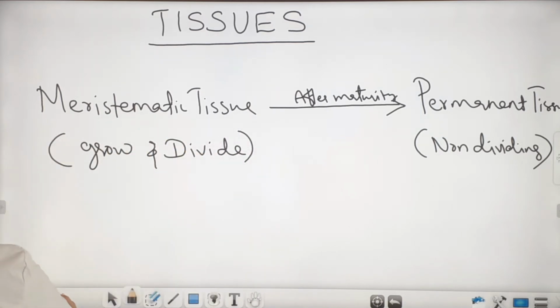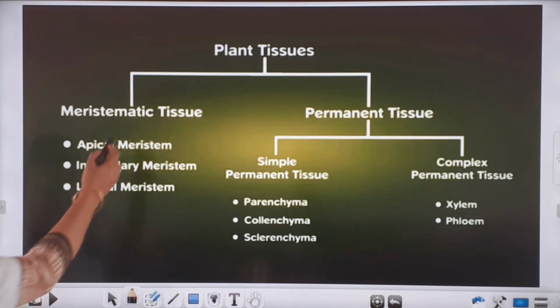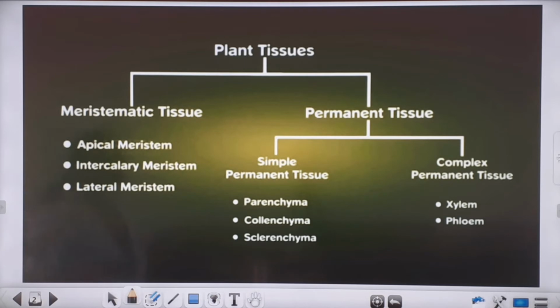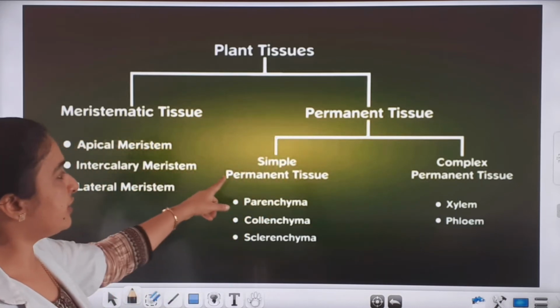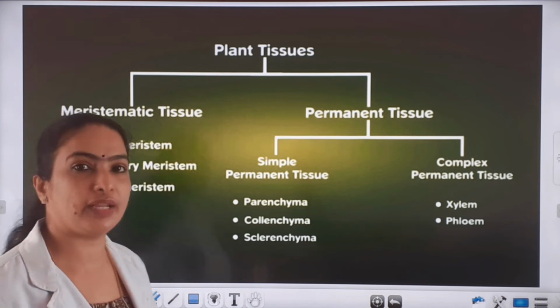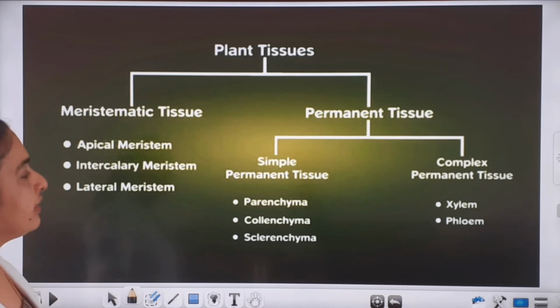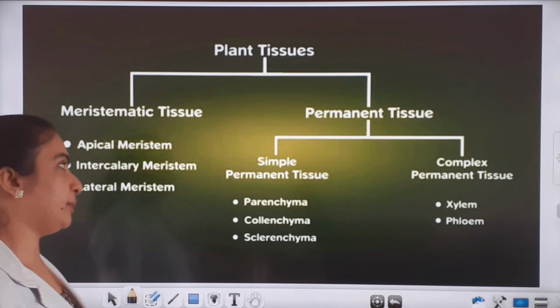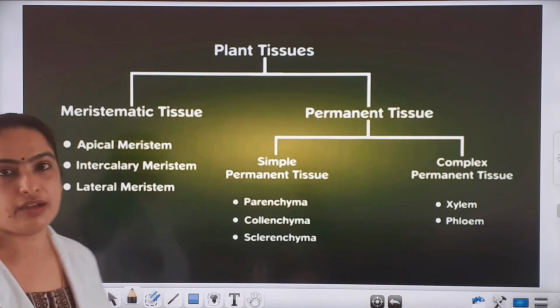Now we can see the plant tissues in detail. Plant tissues are of two types, meristematic tissue and permanent tissue. The meristematic tissue is again classified into apical meristem, intercalary meristem and lateral meristem, which you already learned in the last class. The permanent tissue is again classified into simple permanent tissue and complex permanent tissue. The simple permanent tissue is classified into parenchyma, collenchyma and sclerenchyma, and the complex permanent tissue into xylem and phloem.